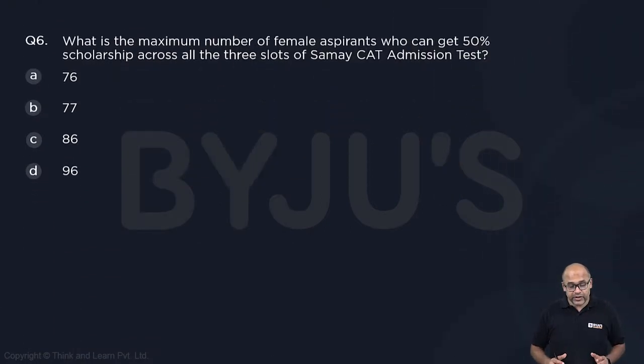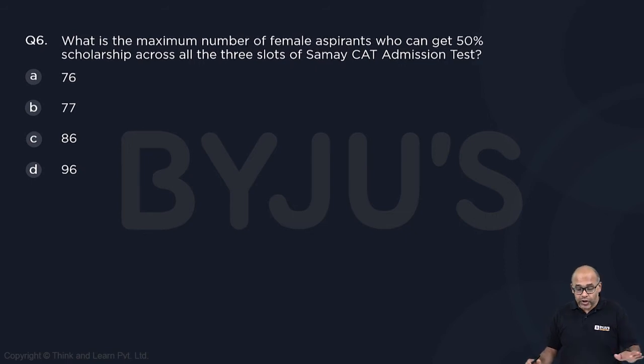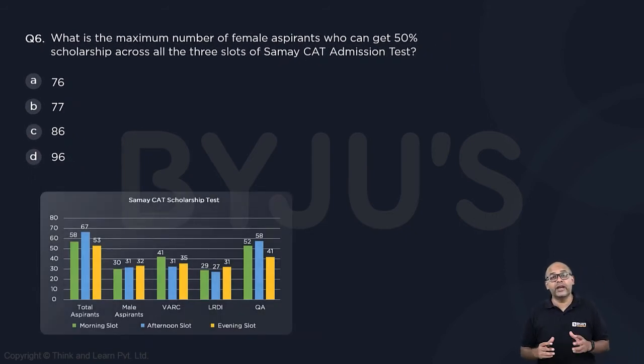Moving on to the second question. In this set, what is the maximum number of female aspirants who can get 50% scholarship across all the 3 slots of the semi-CAT admission test? So you want to look at maximum women getting the 50% scholarship, which means they should be clearing all the 3 sections.